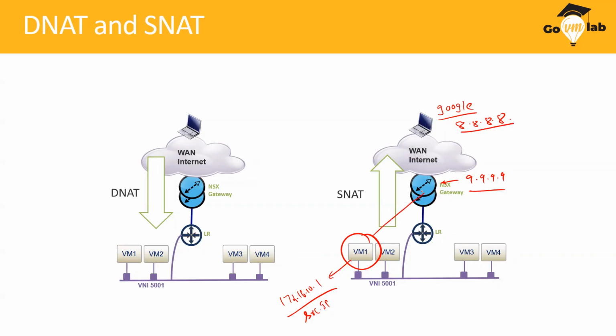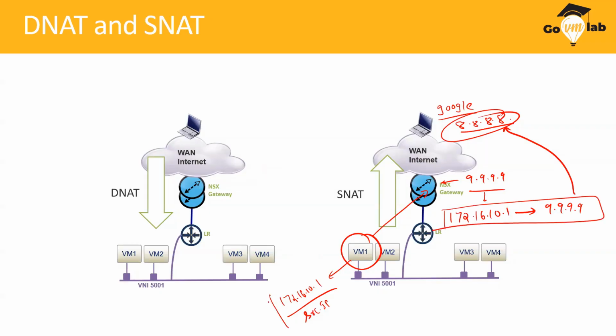But when the request comes to this gateway, the NATed gateway knows that, okay, I need to mask this IP. So what it's going to do, it will mask this 172.16.10.1 IP into 9.9.9, and then it will send this request to the Google server. So what is happening? Which IP is getting translated? Your source VM IP is getting translated by the NATed device from 172.16.10.1 to 9.9.9. And then it is sending a new packet request to your Google server.